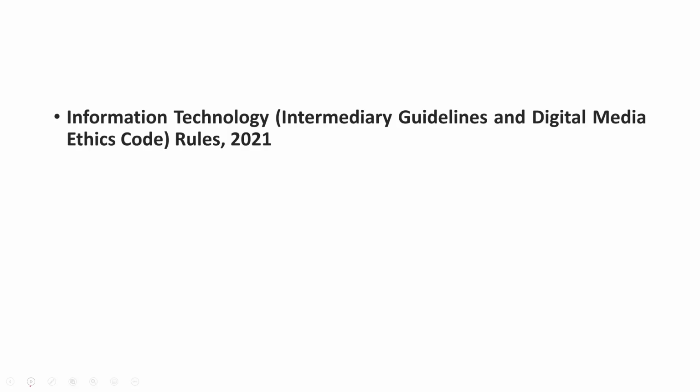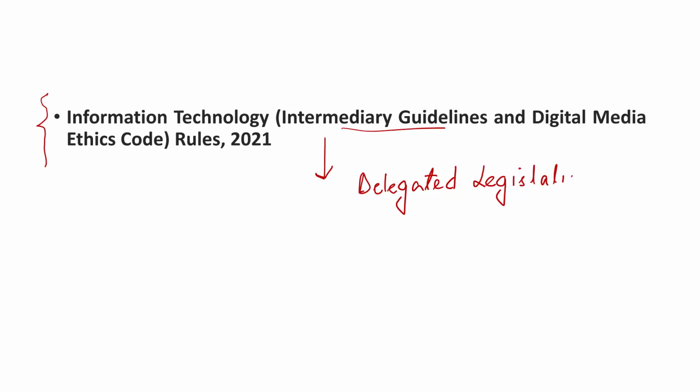Now, under this law, what has now happened? The Government of India has announced rules: the Information Technology Intermediary Guidelines and Digital Media Ethics Code. These are the rules of 2021. To make it simple for you, this is basically an example of delegated legislation. This delegated legislation is also known as subordinate legislation.